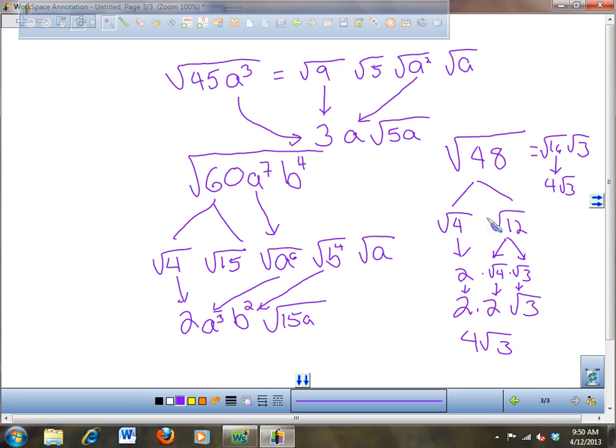So whenever you can, try to recognize the biggest perfect square. Otherwise, you have to keep breaking it down like I did here. You see, I have to keep pulling out the biggest perfect square numbers. Okay?